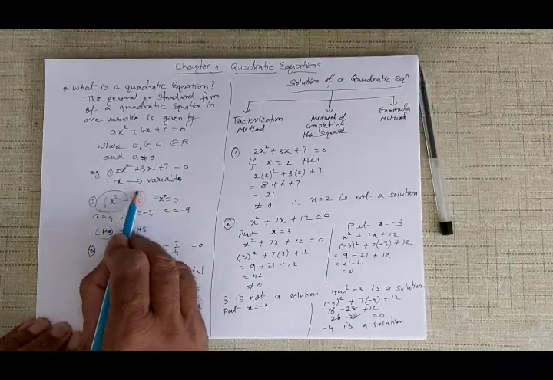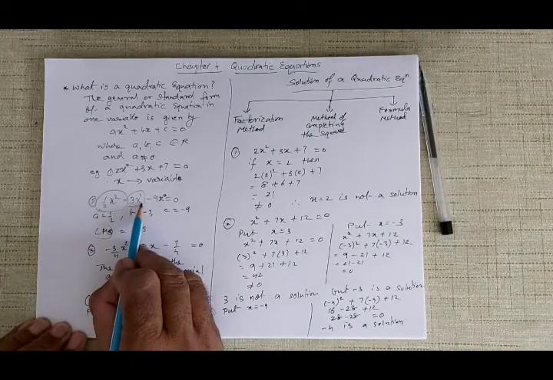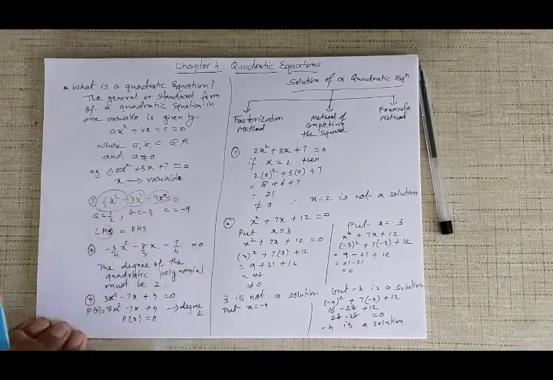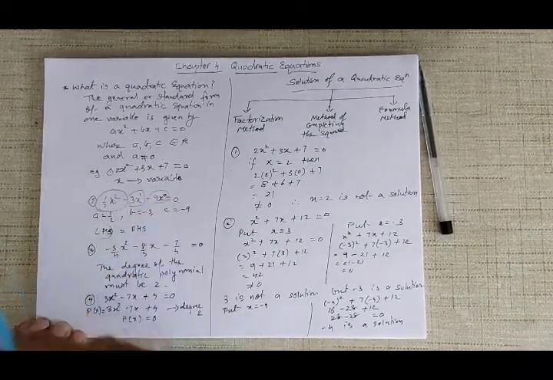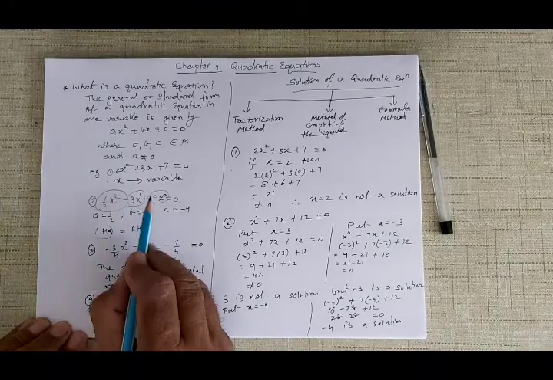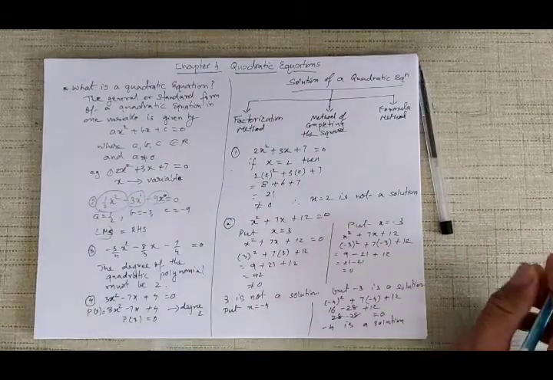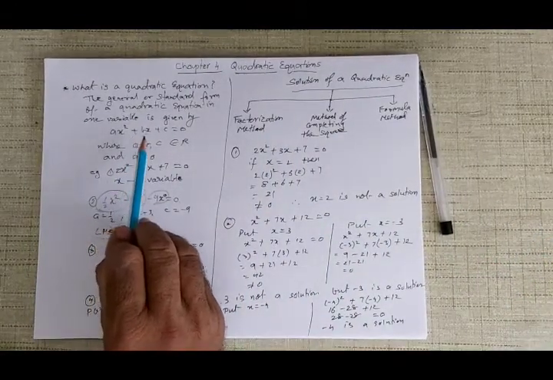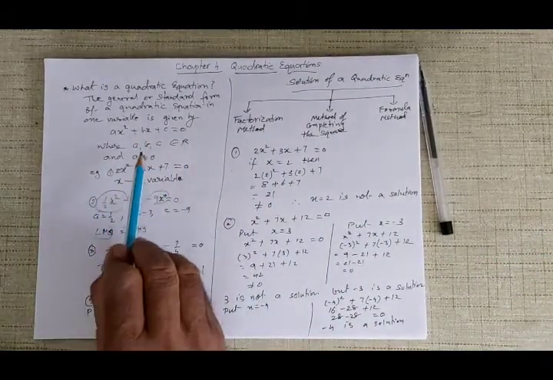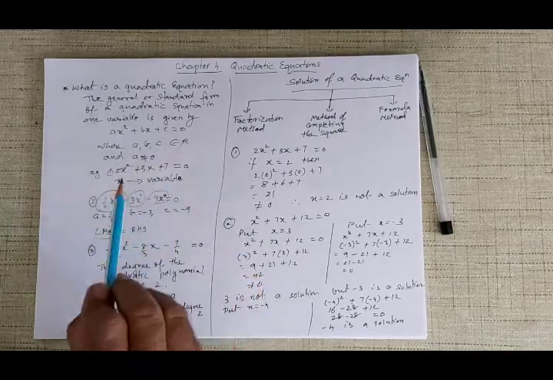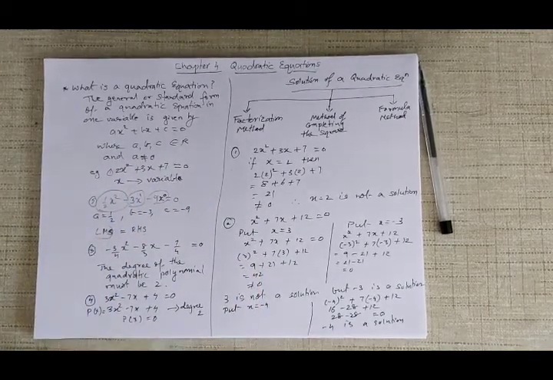The value of this term will change depending upon the value of x. But the value of this term will never change because x to power 0 is always 1. Understood? That's why it is called constant term. So again, the general or standard form of a quadratic equation in one variable is given by ax square plus bx plus c is equal to 0, where a, b, c belong to the set of real numbers and a should not be equal to 0.